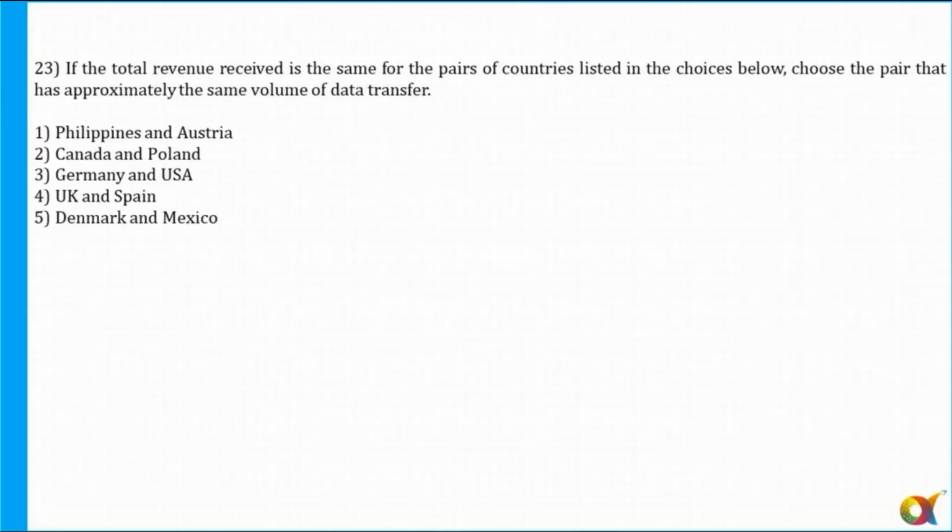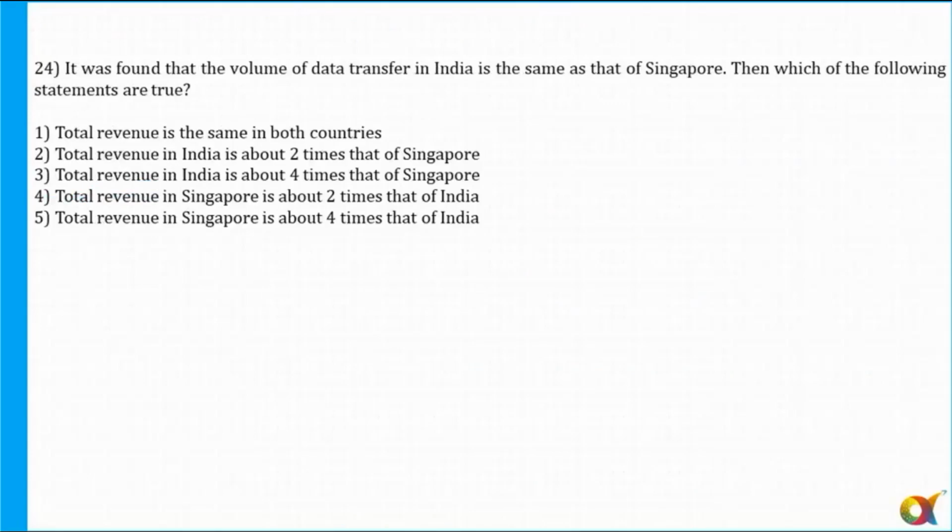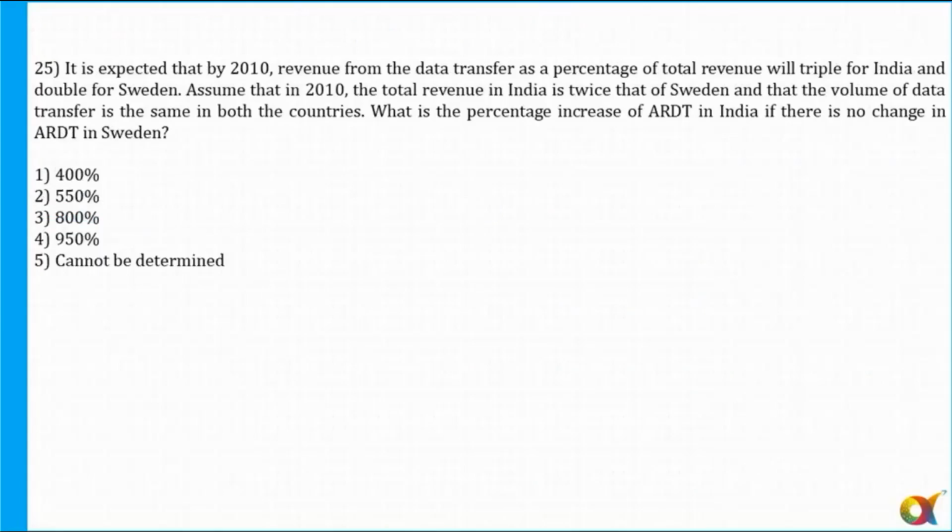For 23, the answer is option number 4. And for question number 24, the answer is option number 5. And for question number 25, the answer is option number 3. So these were the answers for the first 25 questions.